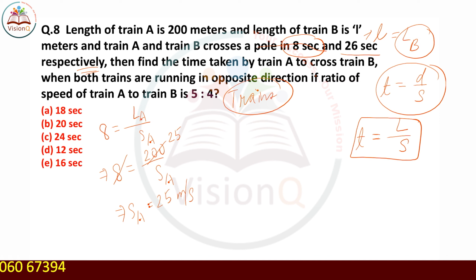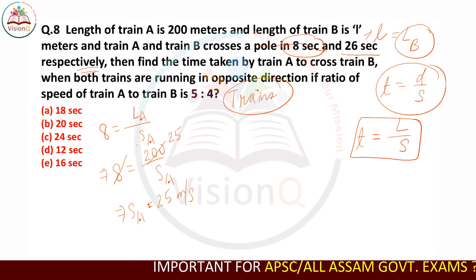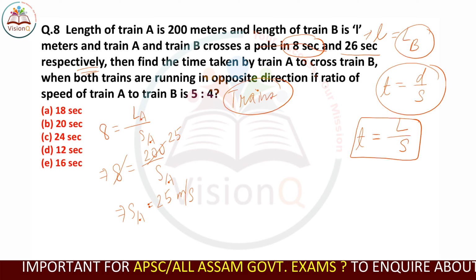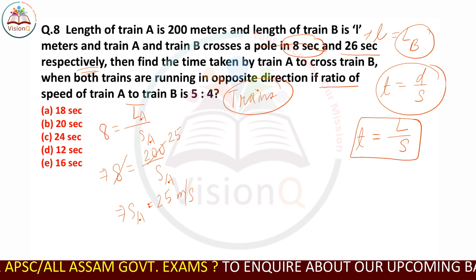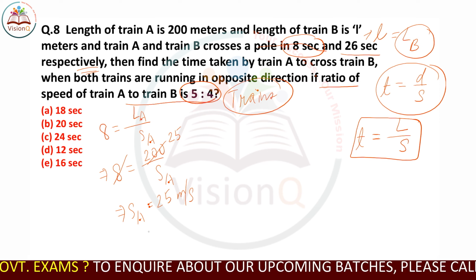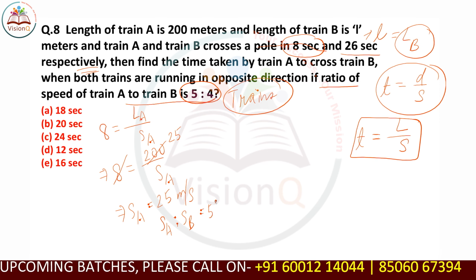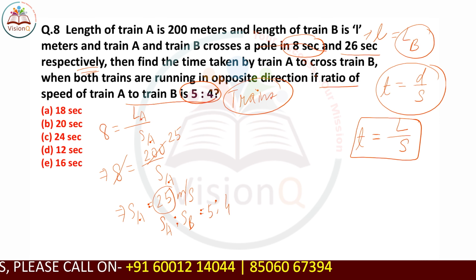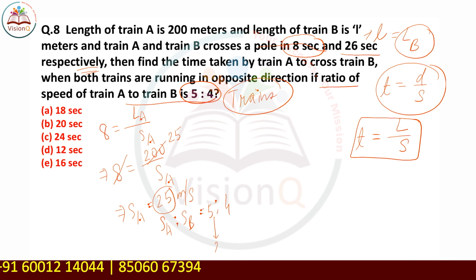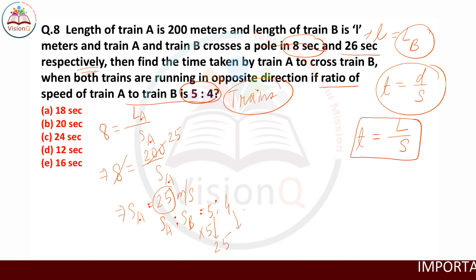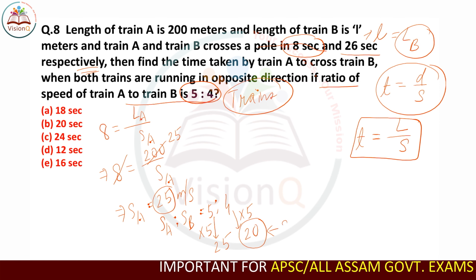Because time is in seconds and the distance is in meters, speed will be obtained in what? Meter per second. Now, if I read the question very carefully, I can see that in the last sentence, it is given that the ratio of the speed of train A to the speed of train B is 5:4. Now, speed of A is 25. So, if 5 represents 25 meter per second, 1 represents 5 meter per second, then 4 represents 4 into 5, which will be 20 meter per second. So, this will be the speed of train B.